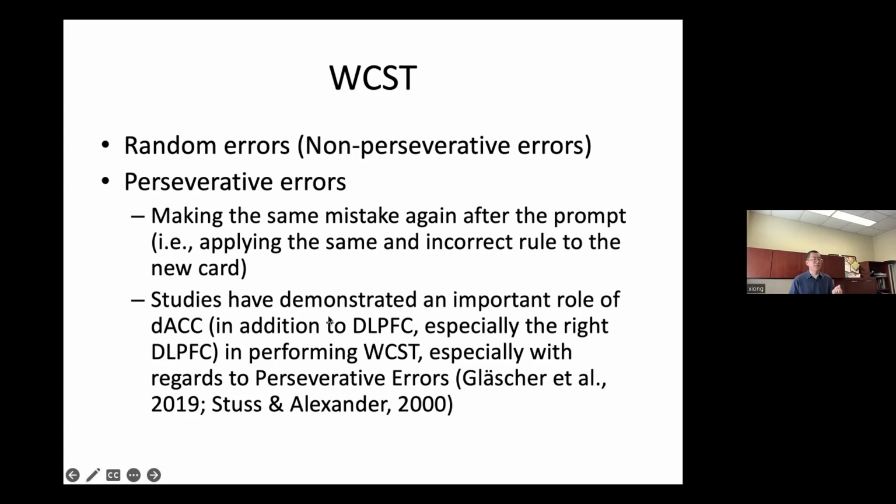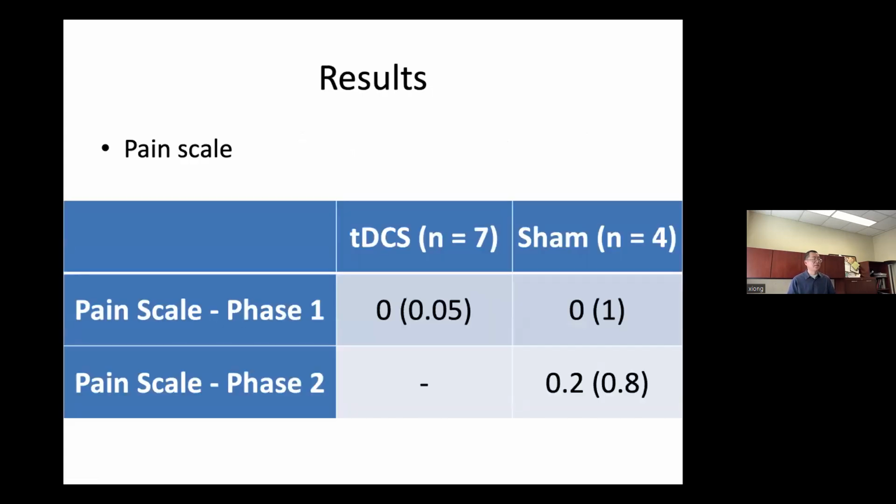The rule that you just used is not right. They will still just stay with the same rule again. So this type of error has been associated with structural injury to the dorsal ACC and prefrontal cortex, especially the right prefrontal cortex. Since the ACC is the region we are targeting, we think that would be a good test score to look at.